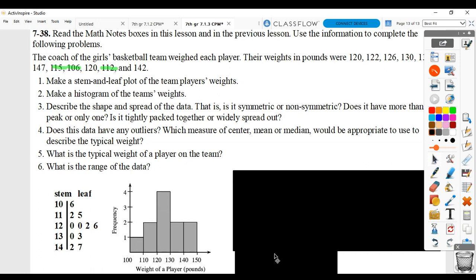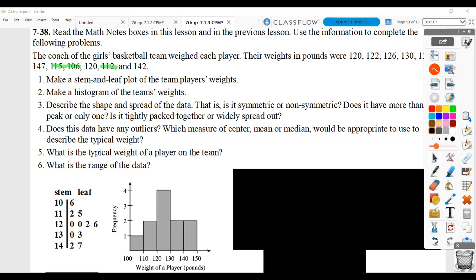Now remember, for their histogram, the idea is that we are doing intervals. So we're saying to ourselves, how many people are between 100 and 110? How many are between 110 and 120? And so on. Again, they should have a title here. They do correctly have a label on the horizontal and a label on the vertical.